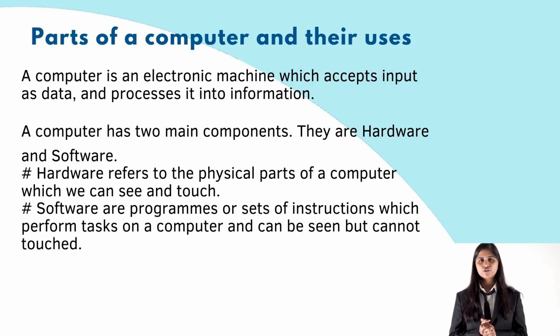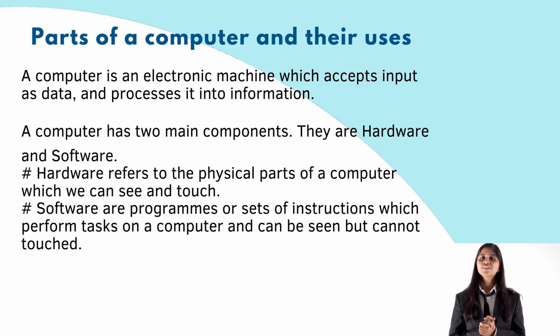Now coming to the first topic of our chapter, parts of a computer and their uses. So first of all, what is a computer? A computer is an electronic machine which accepts input as data and processes it into information, which is known as output.